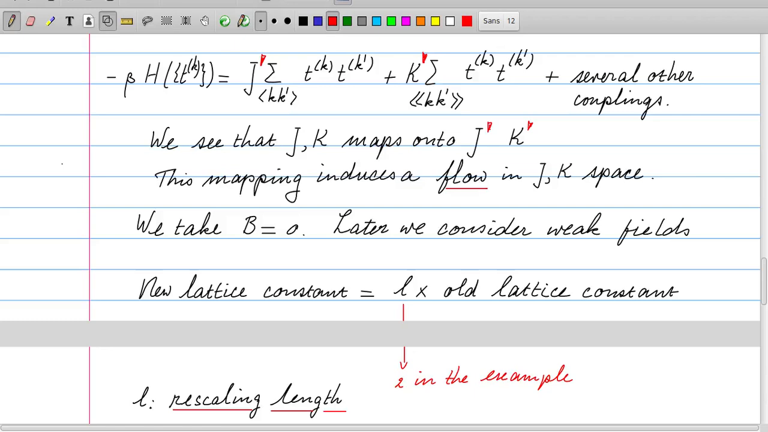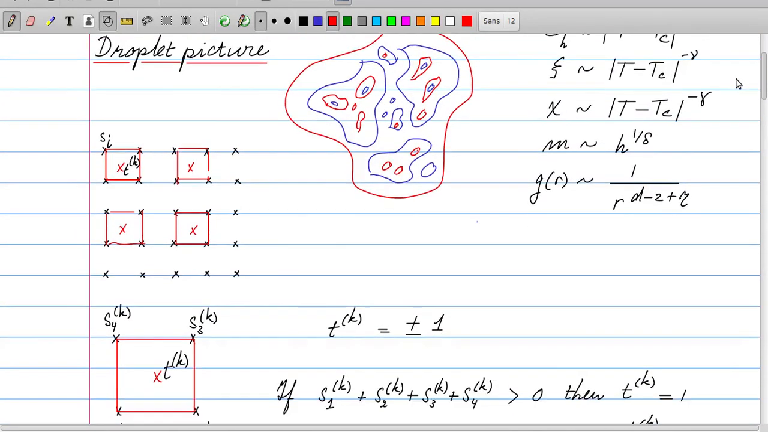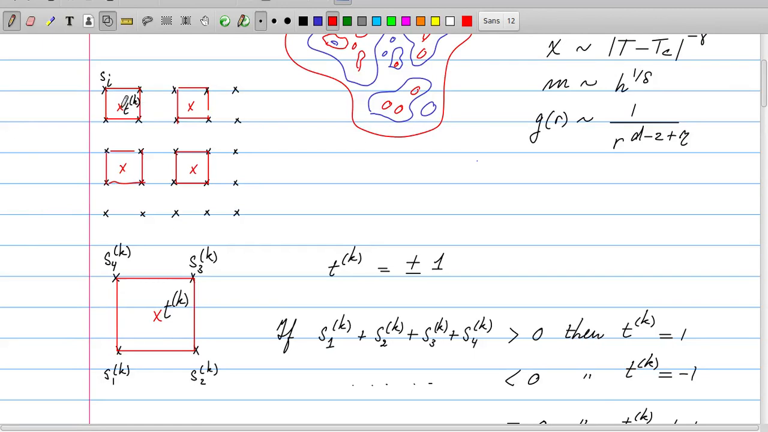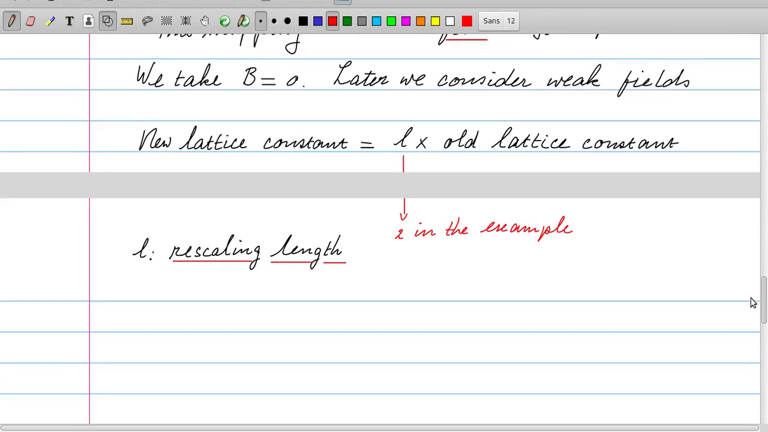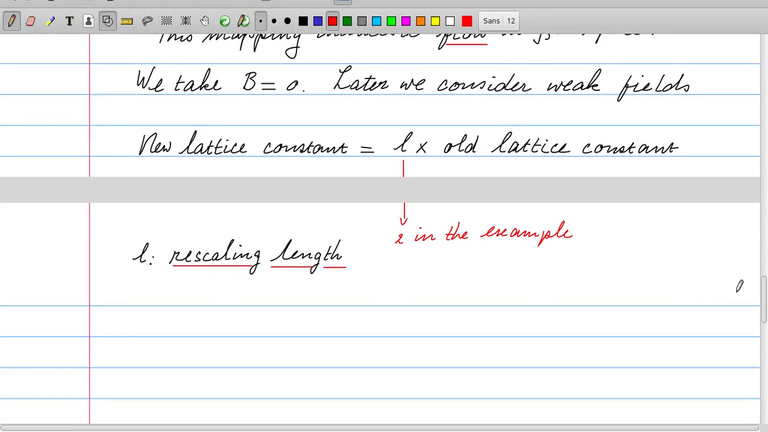Then we should realize that if we go from the fine-grained spins to the coarse-grained spins, we have a new lattice constant, which in the example that I have illustrated above, let's scroll back, there this rescaling factor was 2. The new lattice constant between the red spins is twice as big as the original one between the black spins, and so for any such transition, it doesn't have to be exactly the one that I have illustrated here, but for any transition we have a rescaling factor. It may be 2, it may be 3, it may be 4, and we call it in general L. So the new lattice constant is L times the old lattice constant, and L is called the rescaling length.